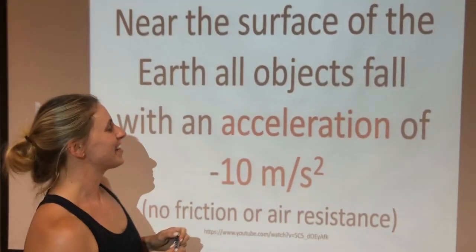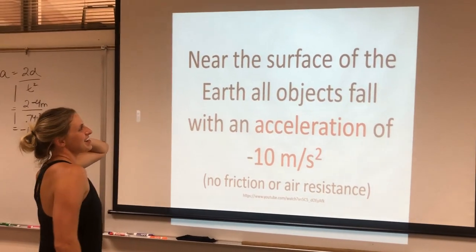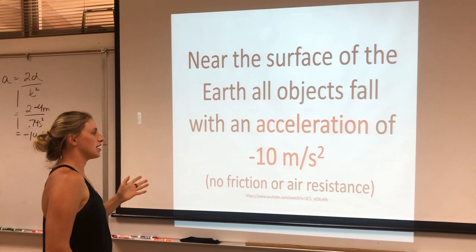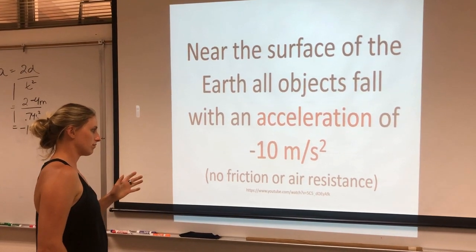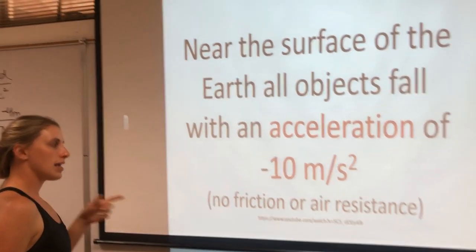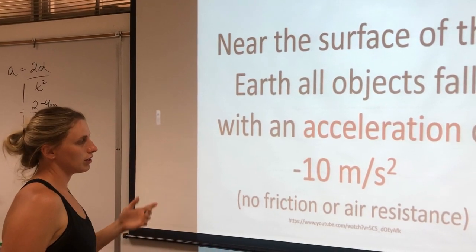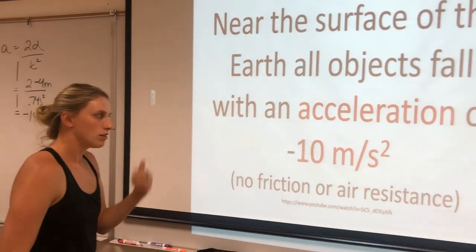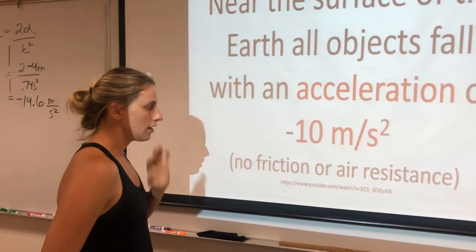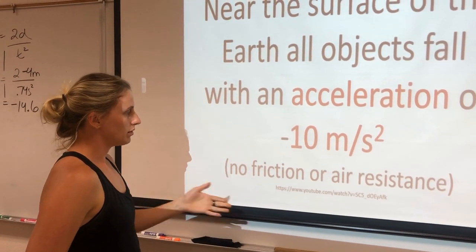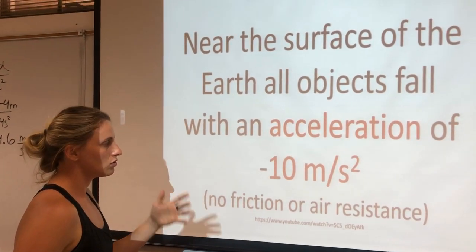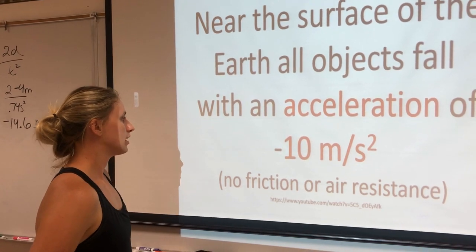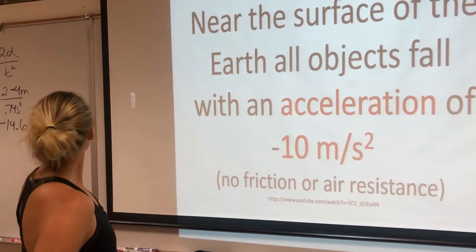The number that it should be is right here. Near the surface of the Earth, all objects fall with an acceleration of -10 meters per second squared. On the AP tests, and from here on out in AP Physics, we are going to be using this number for acceleration. Last year, you might have used 9.8. This year, we're going to use 10 because we use the number so much, and you can use that on the AP test too. So we're going to practice with -10 meters per second squared for acceleration.